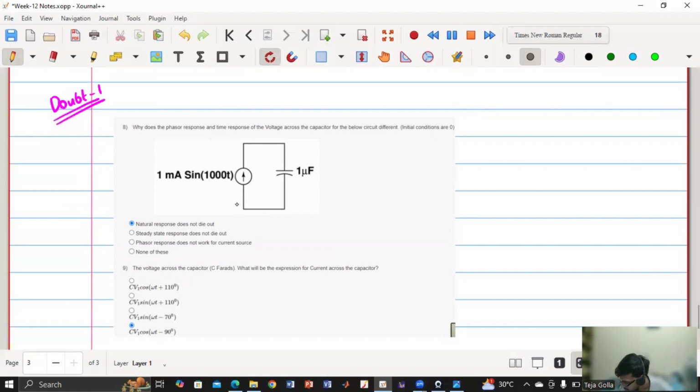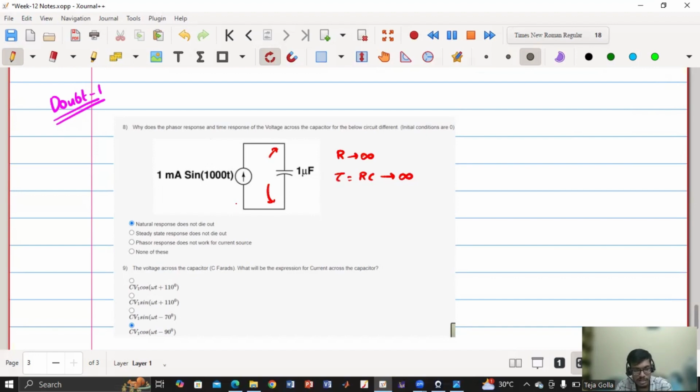Why? Because if you see the resistor, like the time constant here, what is the resistance across these two terminals? It is infinite. R is infinite, which means time constant RC is also infinite, which means if there is any natural response, then it will not die down. It will remain the same. So that's why in this circuit, if you calculate the time response and if you calculate the phasor response, you will not get the same, because there is one natural response term which will not die down as there is no resistance. Had there been a resistance term, that natural response would die down.